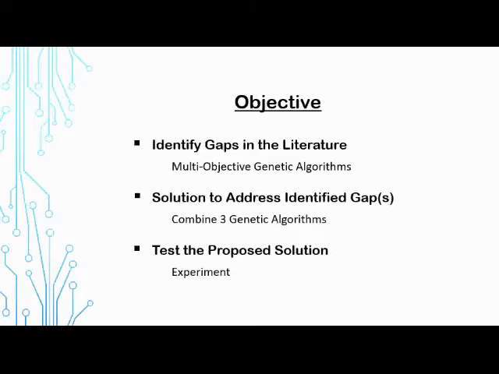The second stage of the project was to create a possible solution to address the identified gap. The solution proposed is to combine three variations of genetic algorithms into a single solution, which would hopefully outperform a single multi-objective genetic algorithm. The third stage of the project is to test the proposed solution via an experiment where I wrote 4 versions of genetic algorithms, 3 for the experiment and 1 to serve as a control.